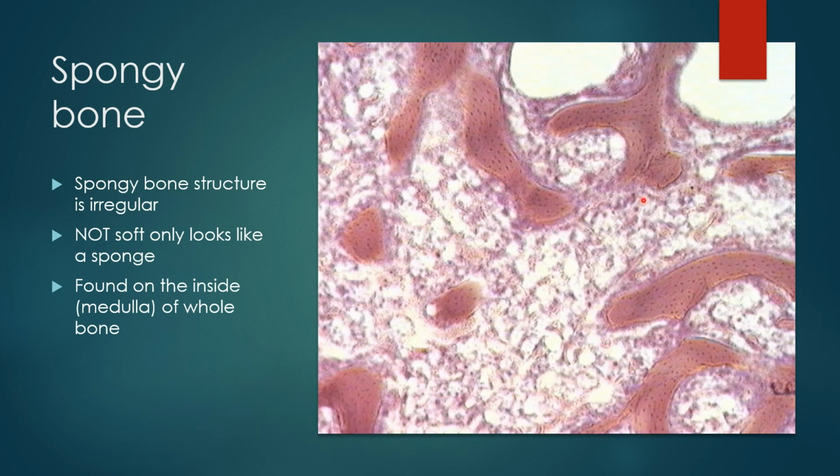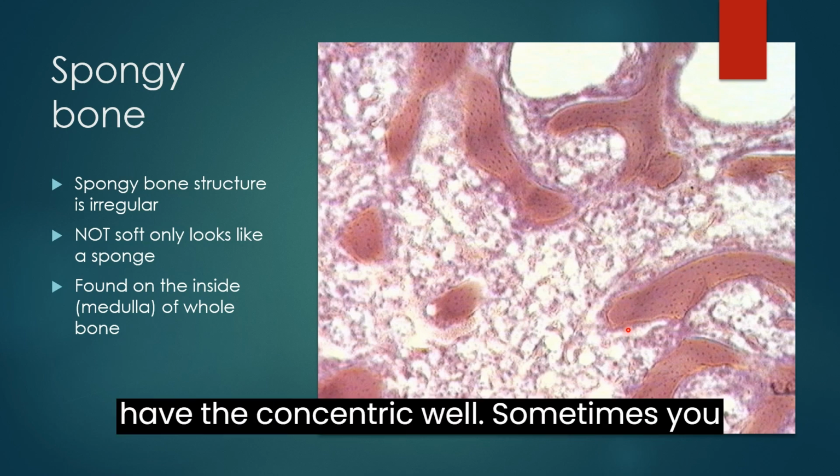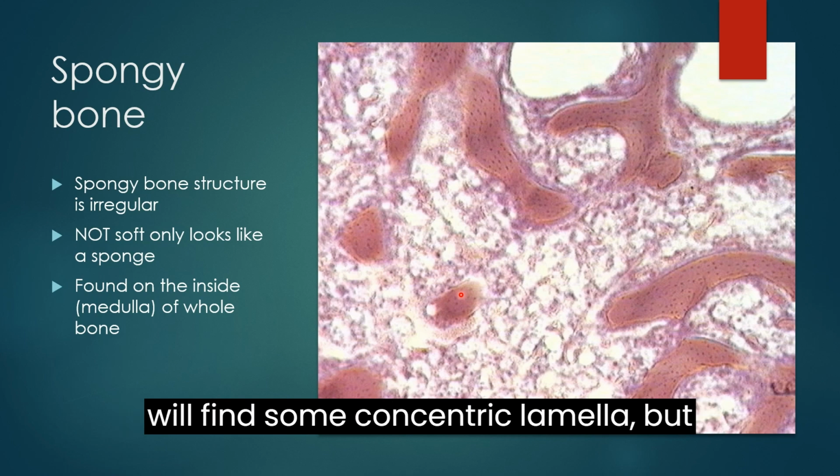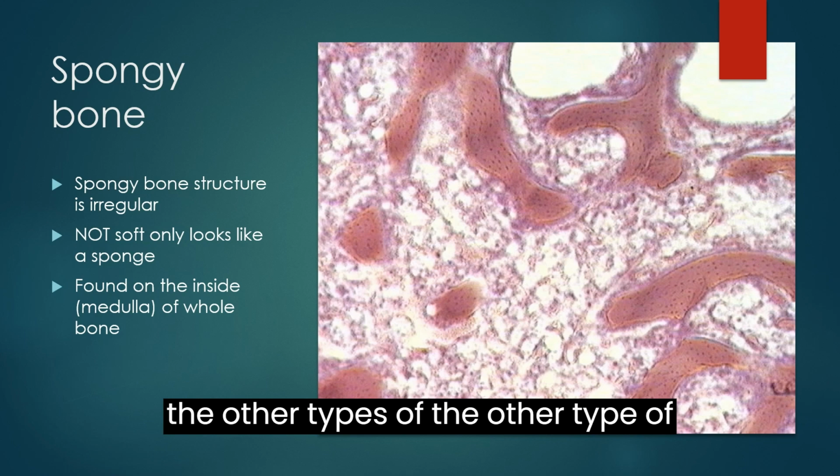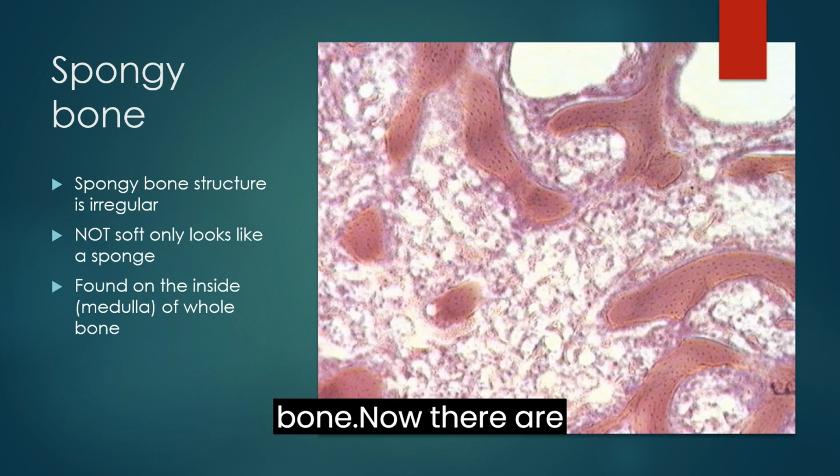It still has the interstitial lamella, but it will not have the concentric lamella. Well, sometimes you will find some concentric lamella, but it's not as well defined as the other type of bone.